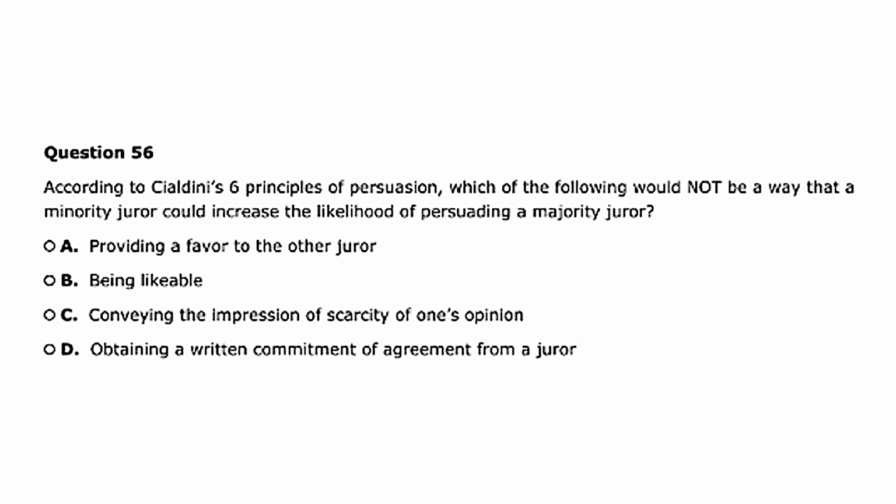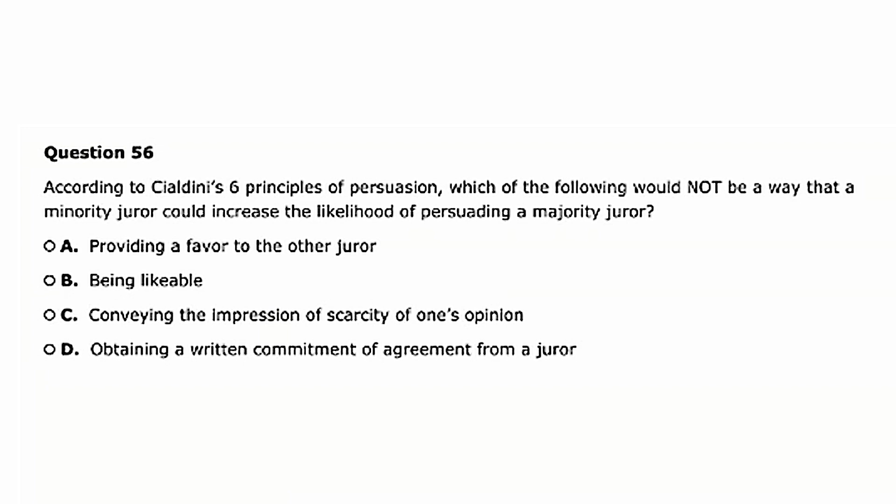So this is a not question. We've got A, providing a favor to the other juror, B, being likable, C, conveying the impression of scarcity of one's opinion, or D, obtaining a written commitment of agreement from a juror. Are you familiar with the principles of persuasion? I've read the book. It's a very good book. Amazing. Which of the following would not be a way that a minority juror could increase the likelihood of persuading a majority juror?